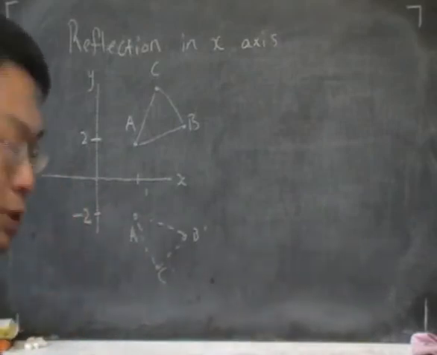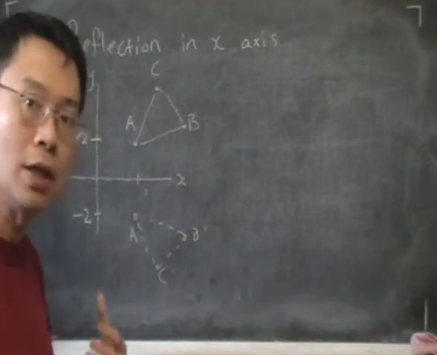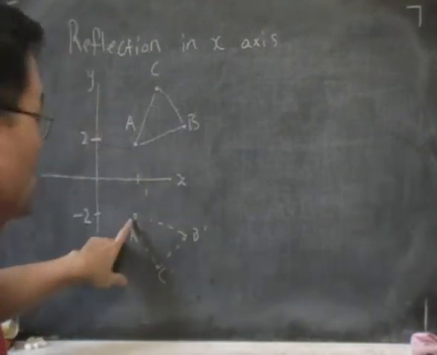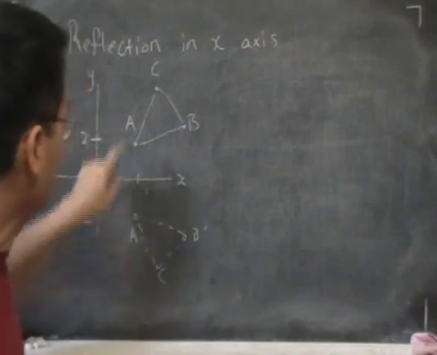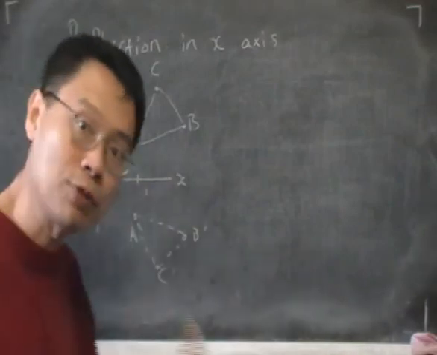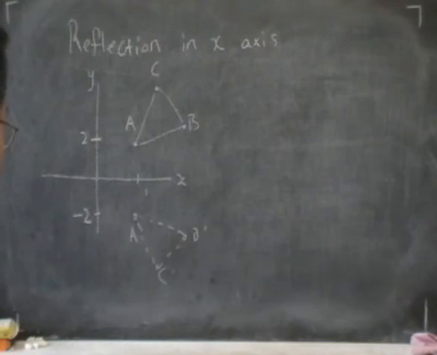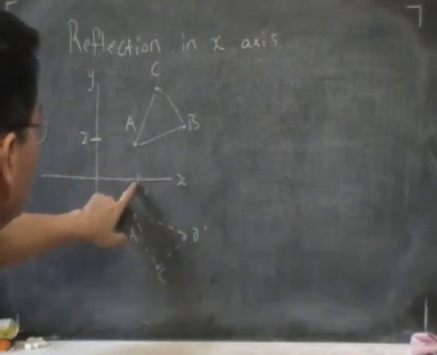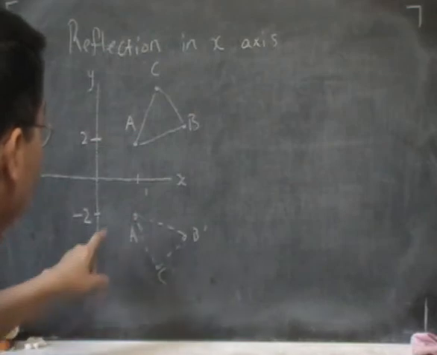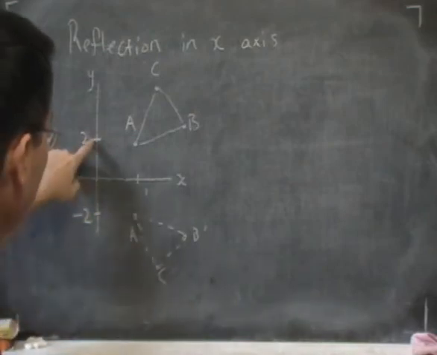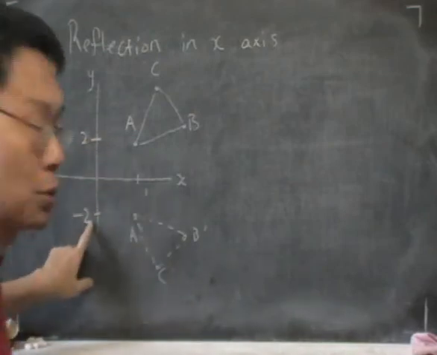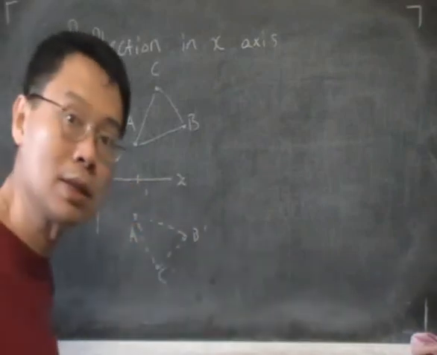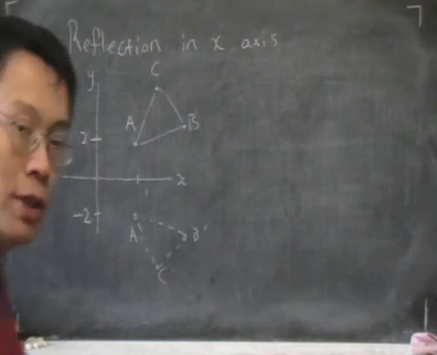As with translation, we want to learn about how to find the coordinates, the x and y values of the point after the reflection. So for example, we have seen how to do it for A. It's quite simple. You simply take the y value and change it to a negative number, and the 1 stays the same. So it's fairly straightforward.